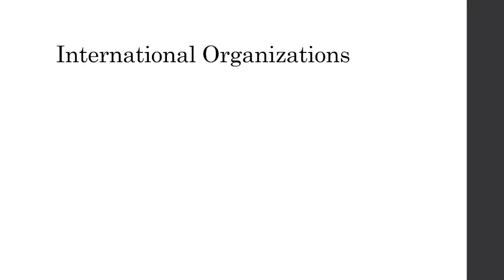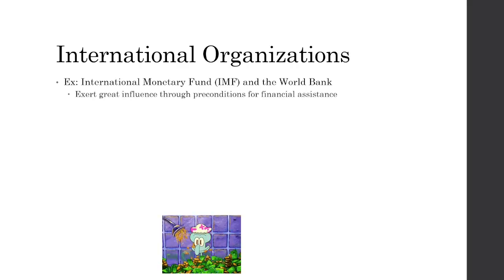Okay, so we're going to move on to international and supranational organizations. This is one of my favorite parts of the course. An example of an international organization is the International Monetary Fund. That's pretty easy to remember. They both start with international. And then also the World Bank. Both of these exert great influence through preconditions for financial assistance. So they provide some kind of financial aid to countries.